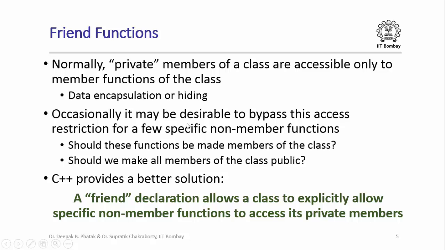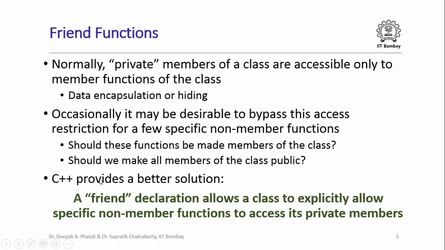But when we encounter such a situation, what should we do? Should we make these specific non-member functions member functions of the class? Well, that's not very desirable because we really want to keep all that is coherent conceptually together in a class. Just because a particular non-member function needs to access some private members of a class does not make it eligible to become a member function of the class. Then should we make all members of the class public? Well, that's certainly a bad idea since that would completely go against the principle of data encapsulation or hiding.